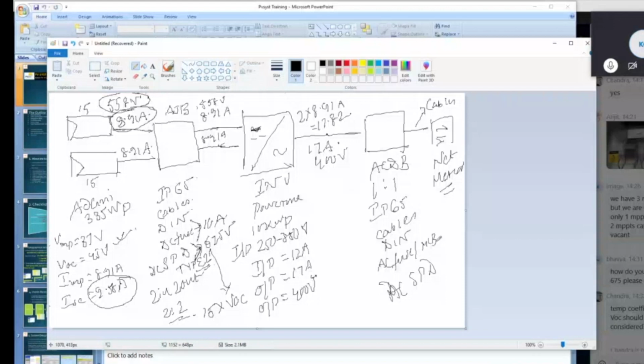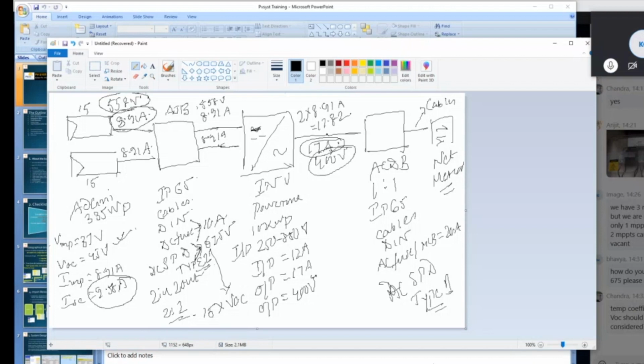Next, we are coming to the ACDB part. In ACDB, we are getting a current of 17 amps and a voltage of 400. So here AC SPD can be type 1, less than 600, and the MCB should be 20 amps or 25 amps. Fine. These are the basic designing factors.